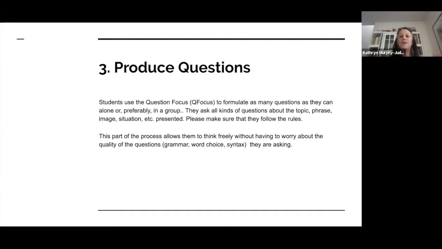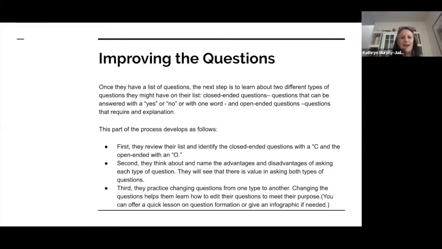As they work on them together, you'll actually see the students working together to kind of clean things up. But you're not doing that. You're letting them say, oh, is that the right way to do that? Is that the correct syntax for the question? Then you have them move into improving the question.